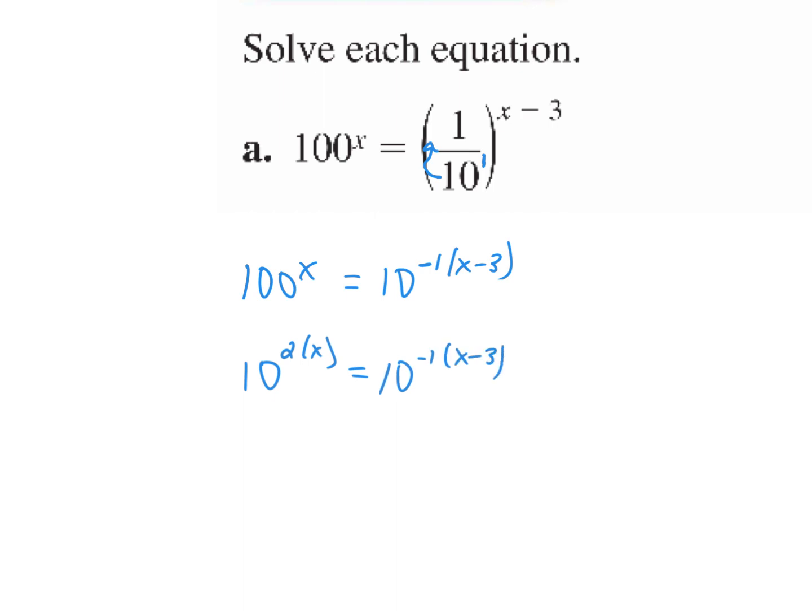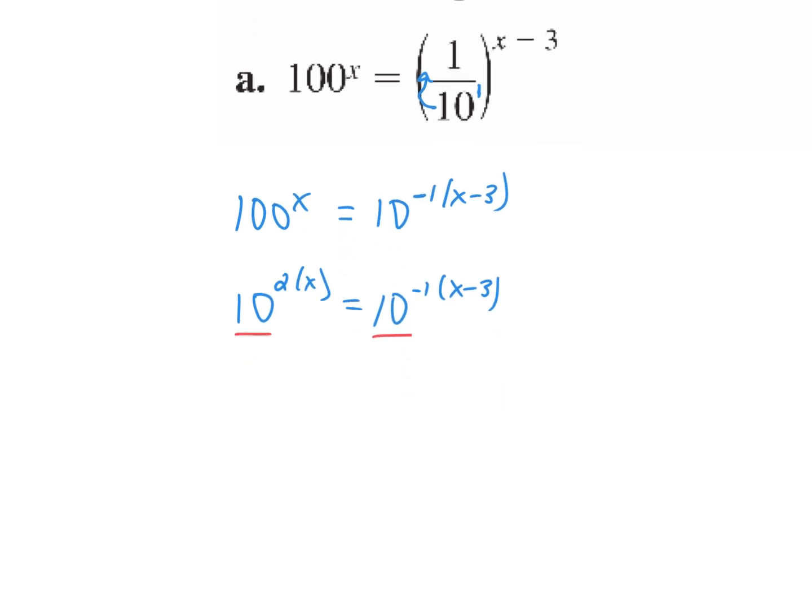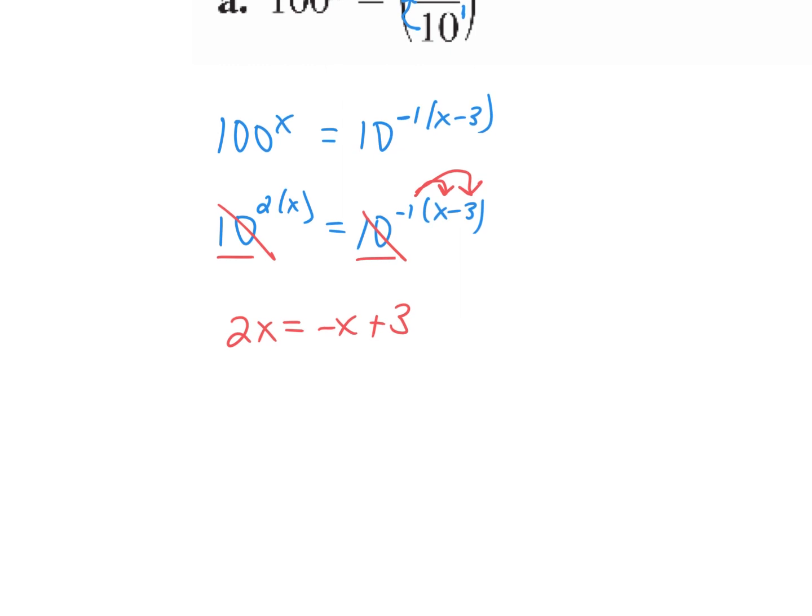What do you guys now notice that the left-hand side and the right-hand side both have? The same base. Now what can we do? You can cross it off. So on the left you have 2x equals, what do I do with this negative 1? I distribute it. So it gives me negative x plus 3. And can we solve this? Sure. Move numbers to one side, letters to the other. So I'm going to add x to both sides. So 3x equals 3.